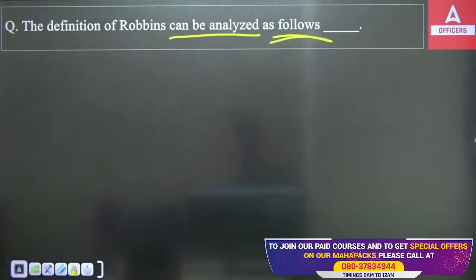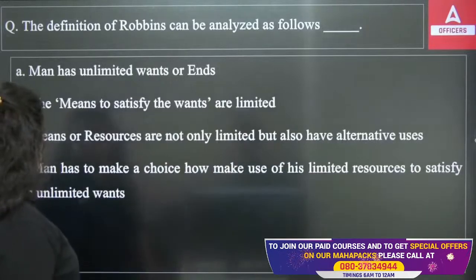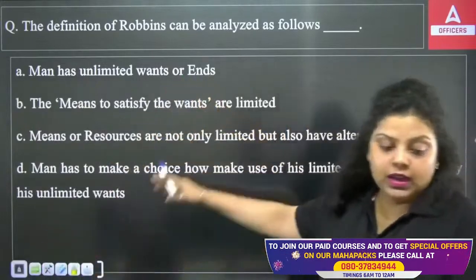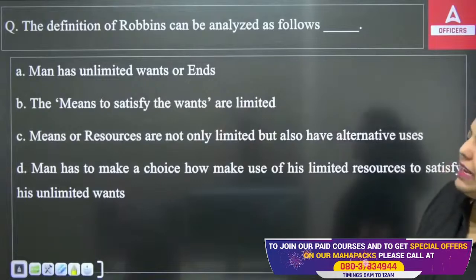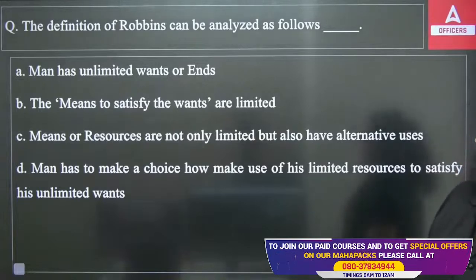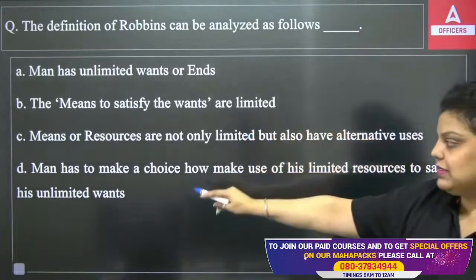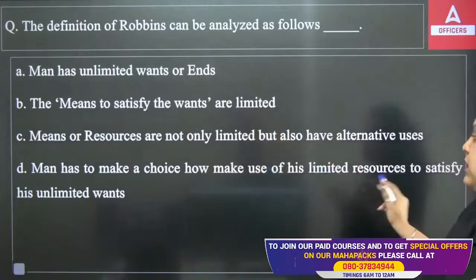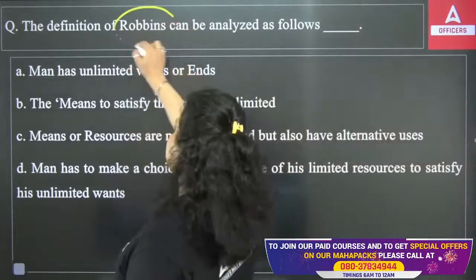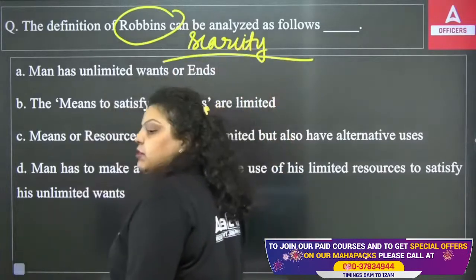Next question is talking about the definition of Robbins can be analyzed as follows. So I have told you Mr. Robbins has given a scarcity definition. And the scarcity definition can be analyzed how? First is saying man has unlimited wants and needs. Second is saying the means to satisfy the wants are limited. Third is saying means or resources are not only limited but also have alternative uses. Fourth is saying man has to make a choice how to make use of limited resources to satisfy his unlimited wants. So you have to tell the scarcity definition of Mr. Robbins is analyzed by which of the following statements?